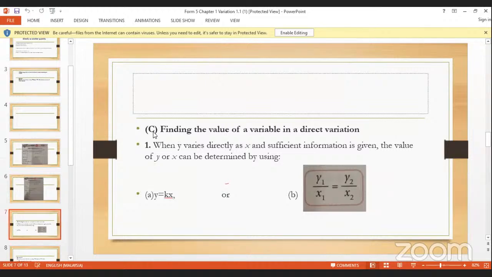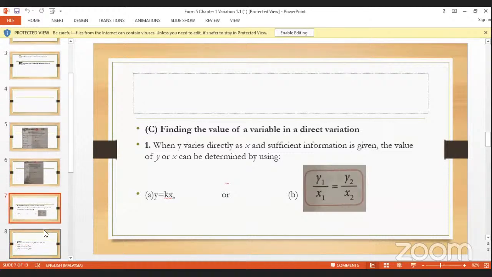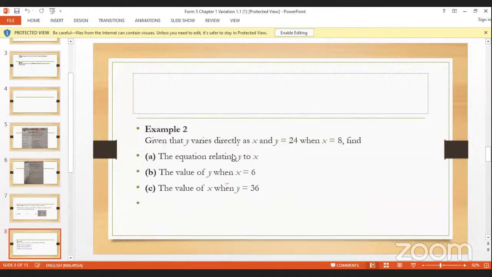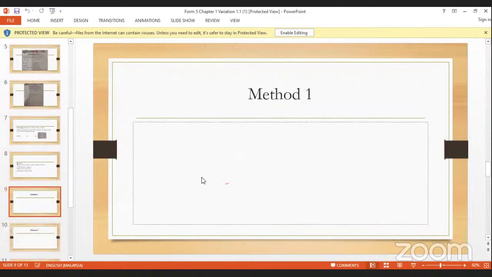Let's see. Finding the value of a variable in direct variations. When y varies directly as x and sufficient information is given, the value of y or x can be determined by using y equals kx or this formula, y1 over x1 equals y2 over x2. The next question: given that y varies directly as x and y equals 24 when x equals 8, find the equation relating y to x. The method one is y equals kx.